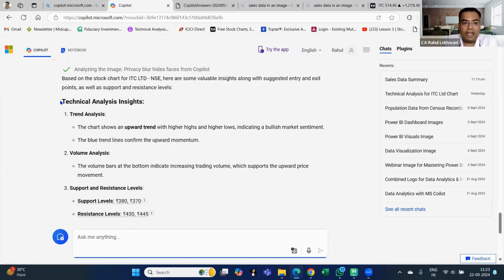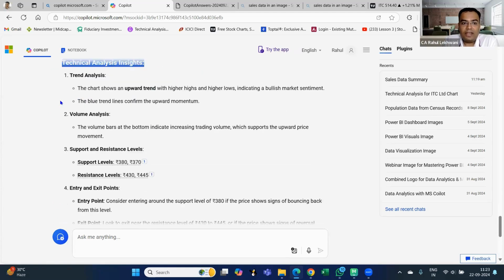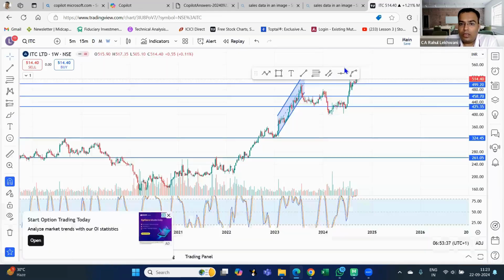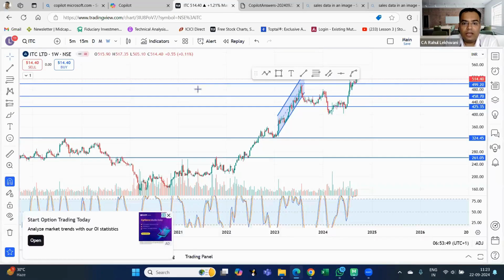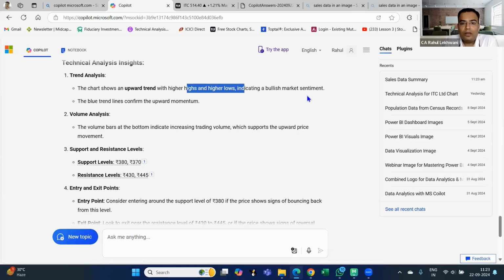Okay. Technical analysis insights, trend analysis. The chart shows an upward trend. So if I see the chart is showing upward trend, the chart is showing upward trends with higher highs and higher lows. That means it is going higher highs and higher lows. So it is actually an upward trend. That is correct. Bullish market sentiment. The blue trend lines confirm the upward momentum. Okay.